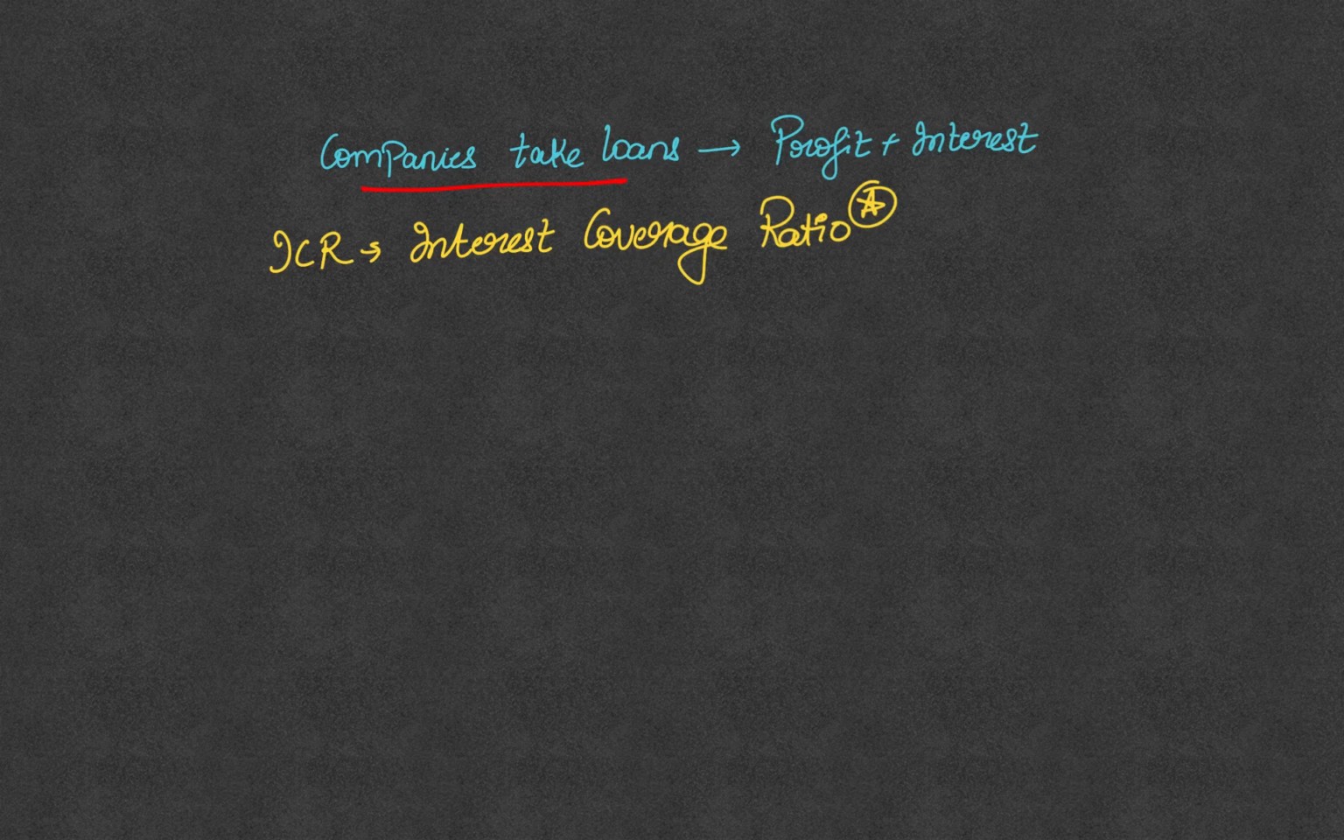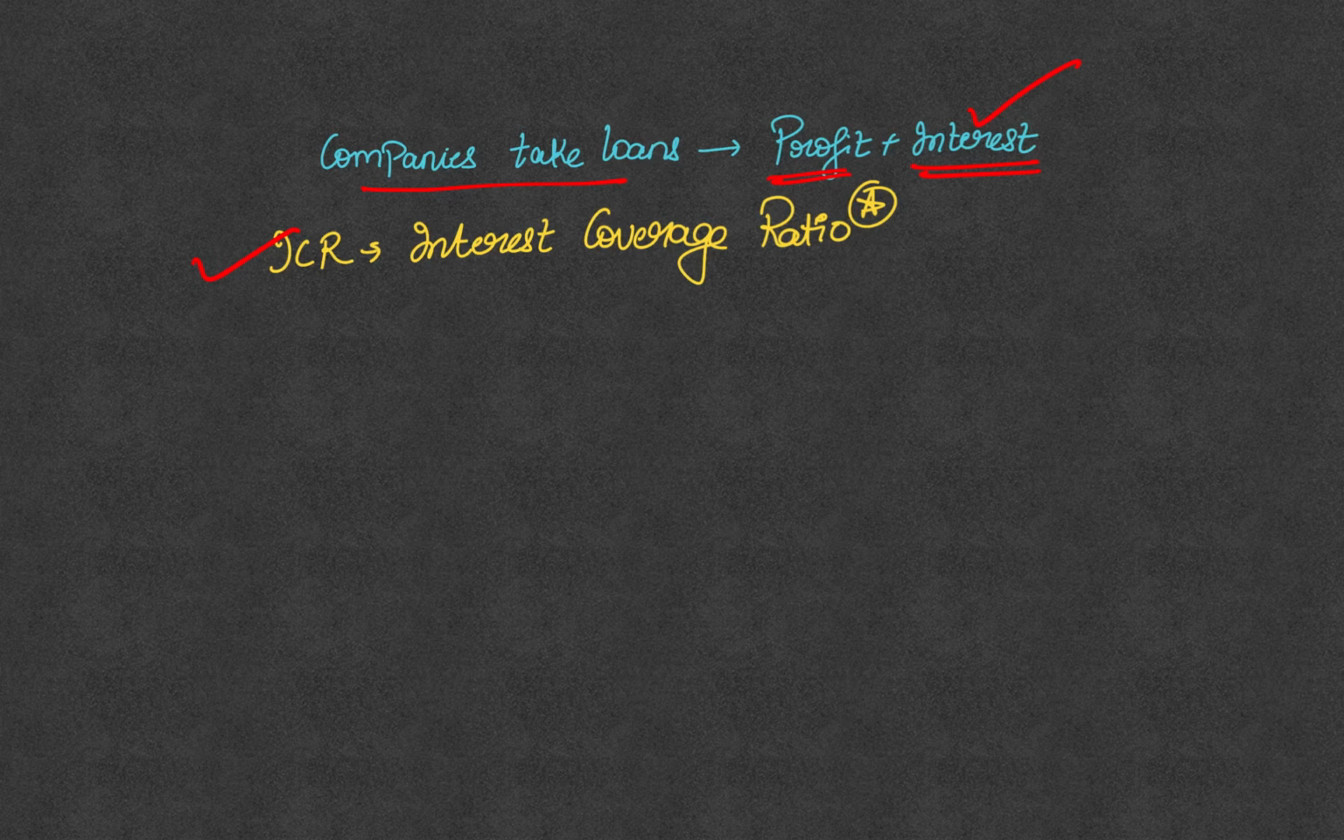Now, that economic activity should generate not only the profit but also additionally the interest amount that these companies owe to the banks should also be paid back. So, they have to make that much amount of money. Here is where banks use a very important parameter called the interest coverage ratio to decide if these companies are worthy enough of giving further loans or not.